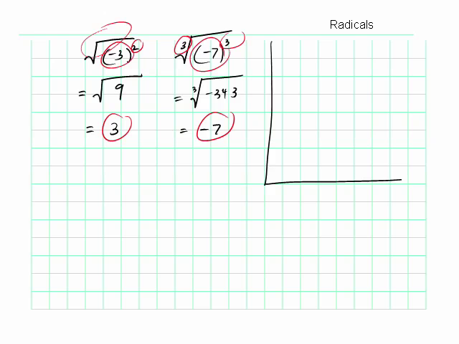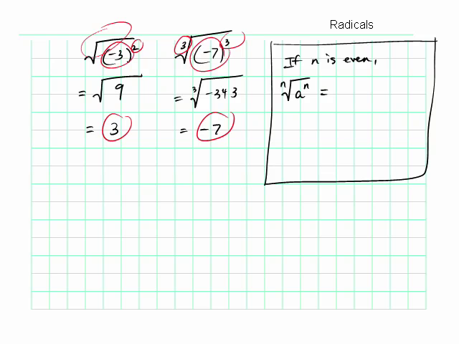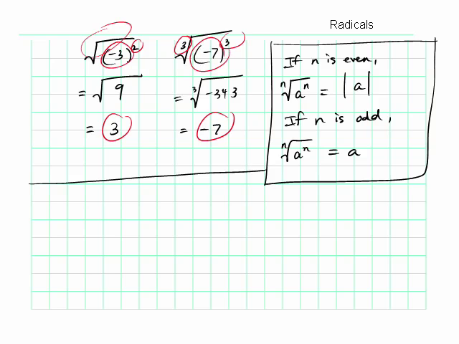The rule for that is this. If n is even, then the nth root of a to the n, the nth root and the nth power sort of cancel each other out, but what comes out must be a positive number, and so we must put absolute values on it. That's only for an even n. If n is odd, then the nth root of a to the n is actually just a. It could be positive or negative depending on what a is. Let's do some more examples of that.